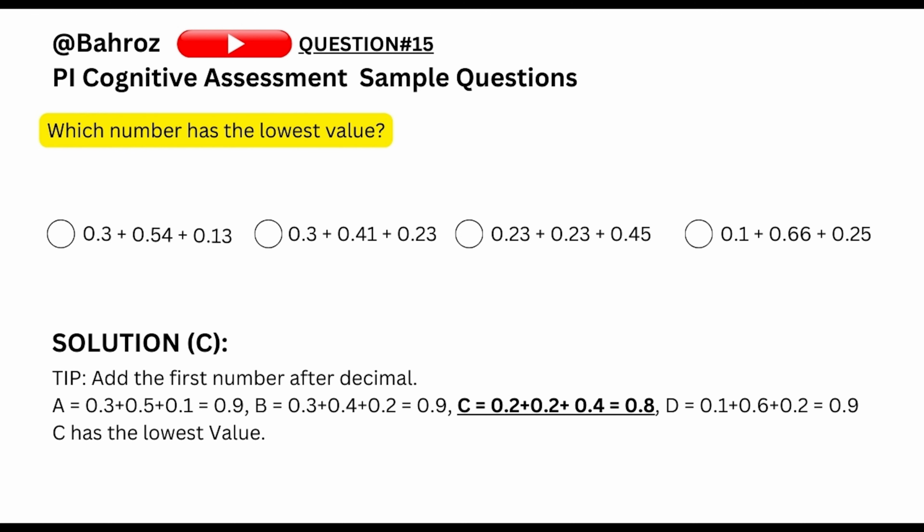Here the tip is to add the first number that comes after the decimal, which is, let's say in case of option 1, 3, 5, 1. So 3 plus 5 plus 1 is 9, 0.9. Similarly, we keep adding the numbers just to make it easy, because when you see two numbers after decimals, it becomes difficult to make the addition. However, if you just take only one number and add them together, you can simply get the answer. Here our answer is C because C is the lowest, which is 2 plus 2 plus 4 is 8, 0.8.